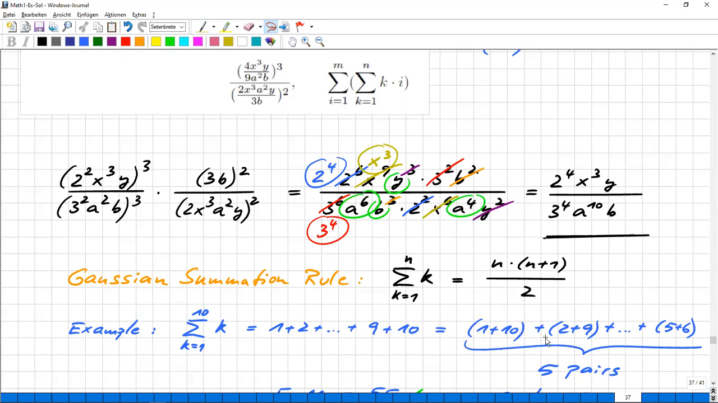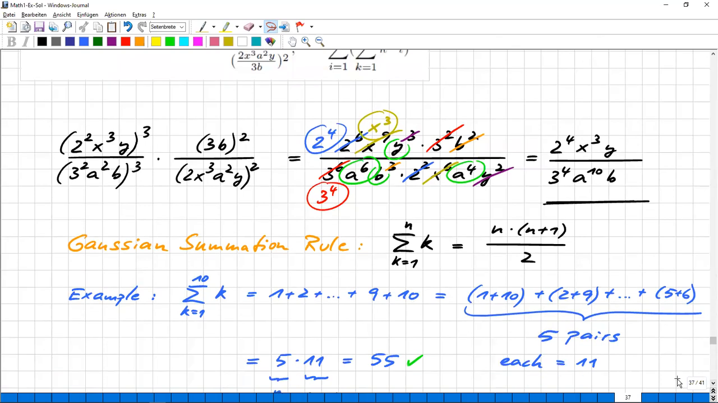You see? And now you just have to count the pairs, and you find out, since these are 10 different numbers, 10 subsequent numbers, the number of pairs we can build this way is, of course, half of 10, so 5. We have 5 pairs, and each pair has an intermediate sum of 11. So that's easy, and it just means that 5 times 11 is the result. 5 times 11 is 55, of course, and that's it.